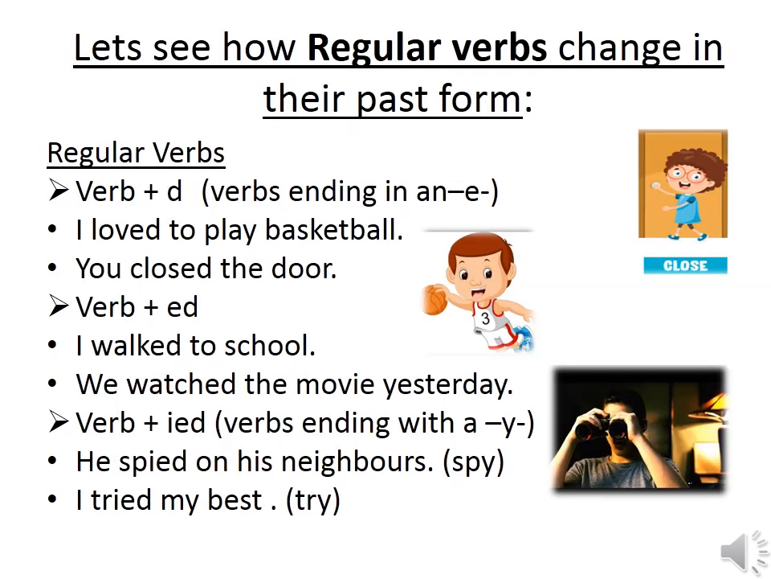Let's see how regular verbs change in their past form. Usually, regular verbs add d, ed or ied to the base form while framing the past form of the verb. Now, let's see verb with d. Some regular verbs ending with an e add d to the main verb while changing into past form.